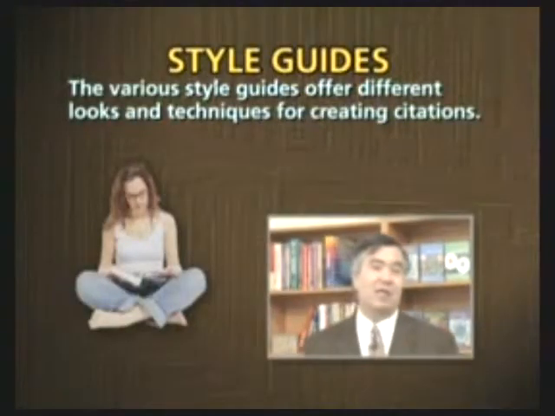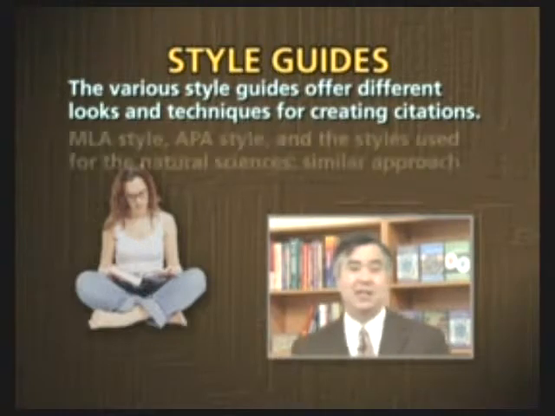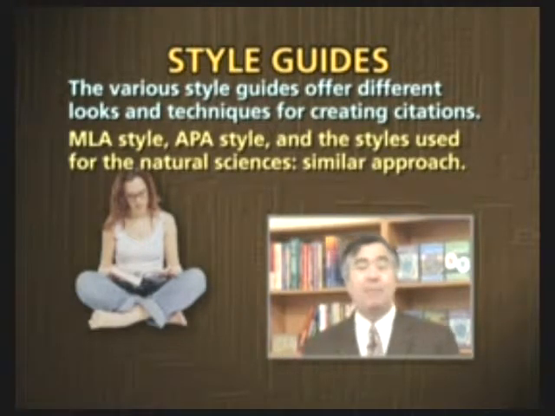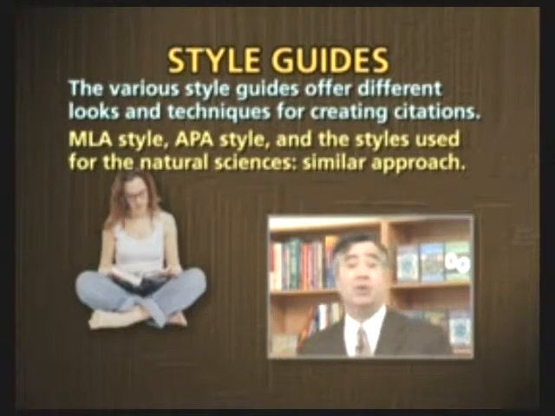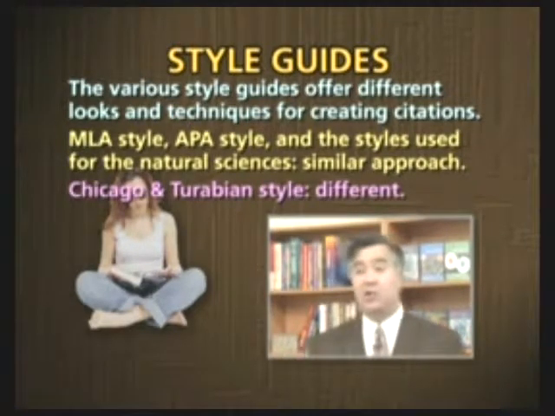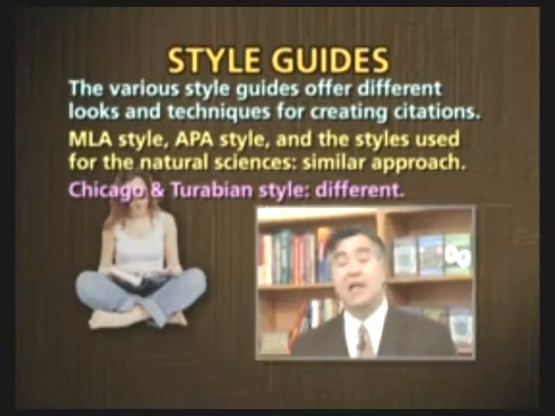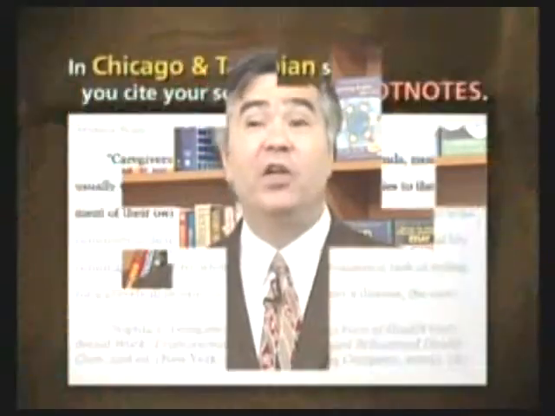The different style guides offer different looks for citations. MLA style, APA style, and the styles used for the natural sciences are quite similar to one another, while Chicago and Turabian style is quite different. The field you specialize in and the recommendations of your teachers or professors will determine which style you'll use most often and which style you'll find yourself becoming most familiar and comfortable with. The major difference between styles has to do with citing your references, that is, footnoting.